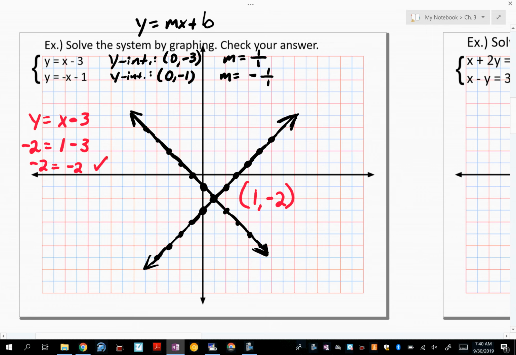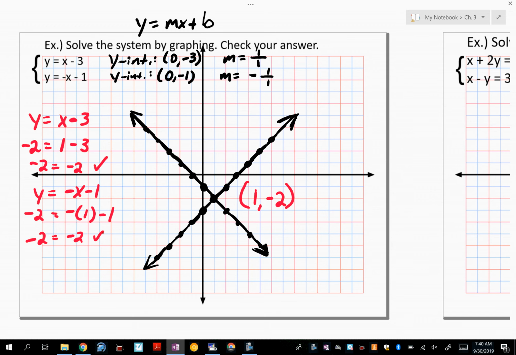Okay, let's try the second one. The second one said y equals negative x minus 1. So negative 2 equals the opposite of 1, minus 1. And what is the opposite of 1 minus 1? Also negative 2. So you get a true statement in both. So this solution makes both of these linear equations true statements. This is the only point that will do that.